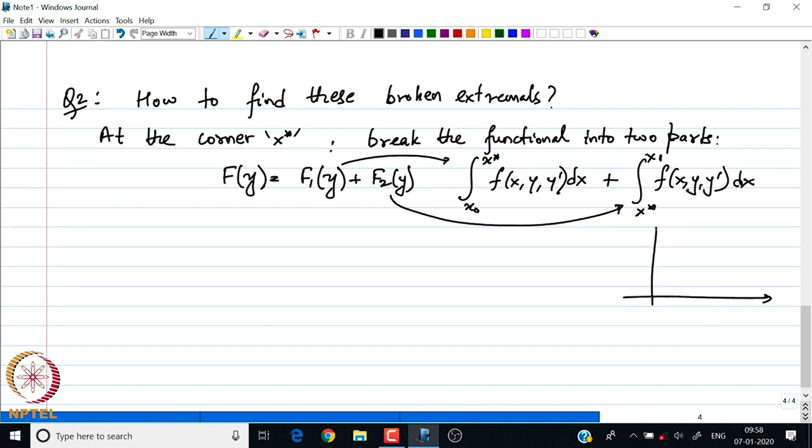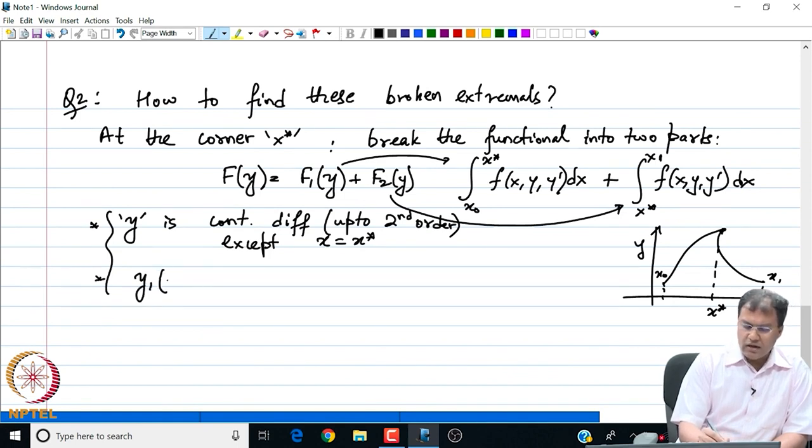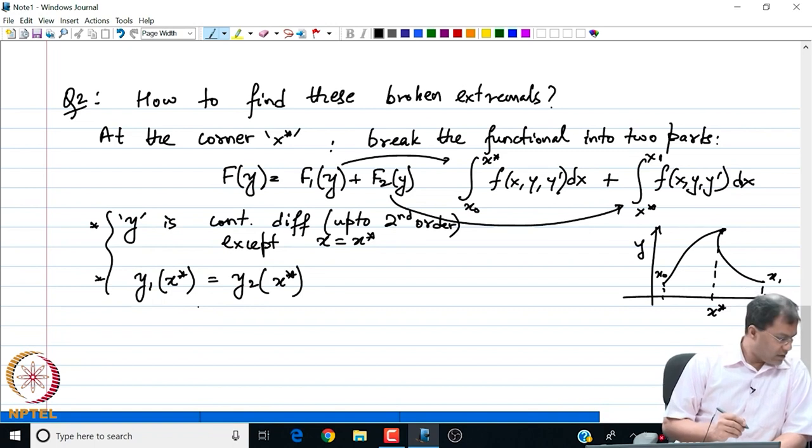So let me draw this figure. So we are talking about, let us say, a functional of this form where this is my corner point. So this is x0, this is my x1. Okay, then the requirement is that y is continuously differentiable up to second order except at x equal to x star. And further, I also require that the solution is at least continuous, which means that the solution y1 matches with the solution y2 at x star. So they are at least continuous over the entire interval.